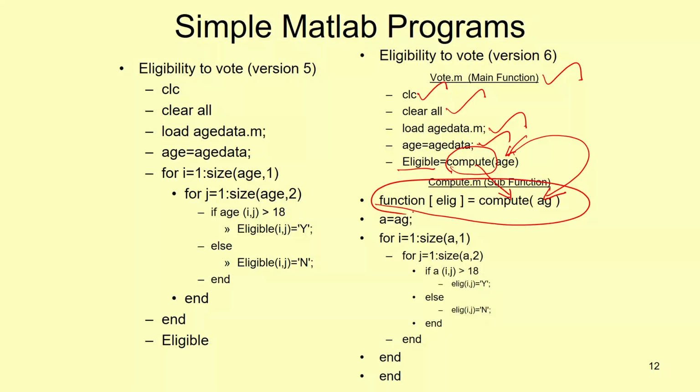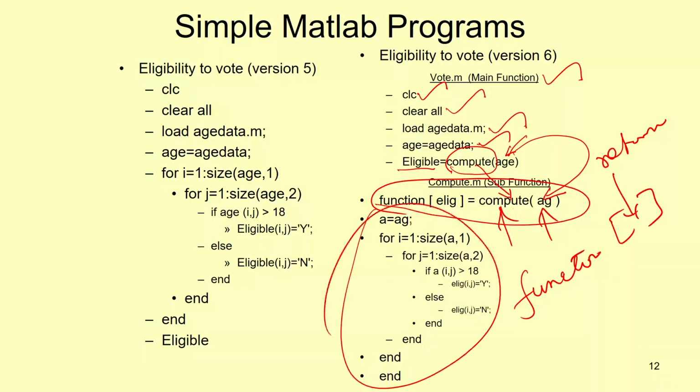When you want to write a subroutine in MATLAB, the syntax is you have to use the keyword function, then within square brackets you write the return variable name, then as usual the function name and the passing arguments. So compute is a subroutine which accepts the arguments, and that argument is used inside the program. Now this ag is assigned to a, right? Then this a is used throughout the logic, then it is returned from the function. Did you get it right?